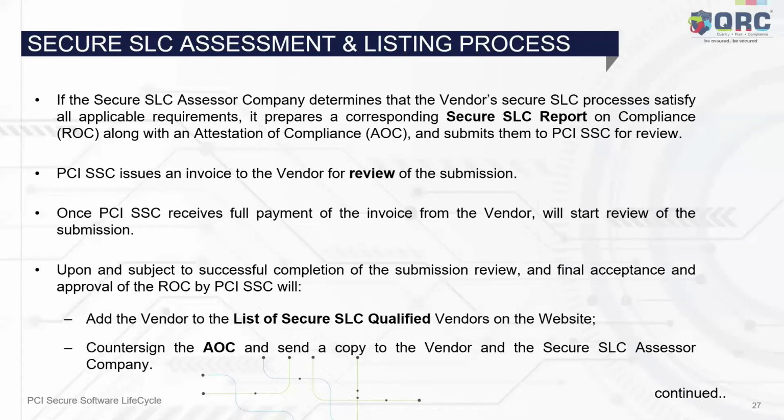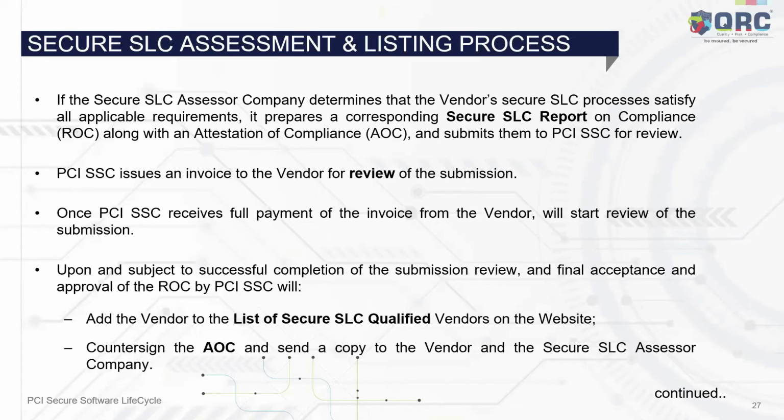SSC for review. After the QSA, or the assessor, has submitted the ROC and AOC to the council, they will issue an invoice to the vendor to review the submission. The amount in the invoice may change from vendor to vendor, or depending on what kind of services they require to certify. But PCI SSC, after receiving the AOC and ROC, will raise an invoice to the vendor. Once PCI SSC receives the full amount of the invoice from the vendor, PCI SSC will review the AOC and ROC which was submitted by the assessor company.